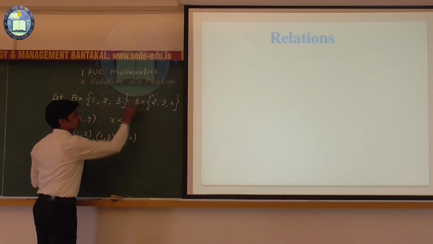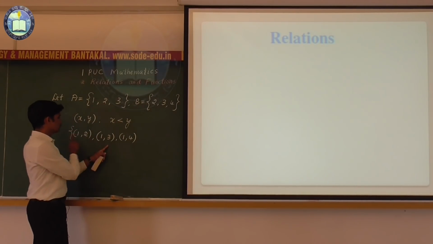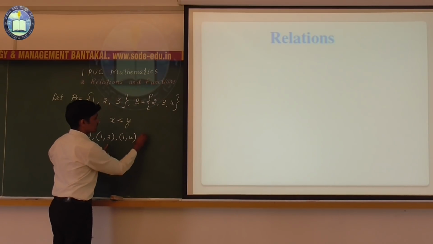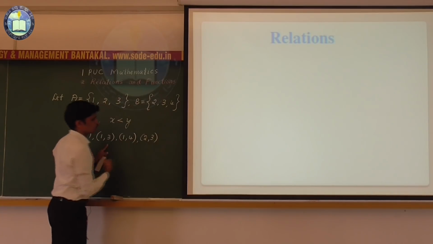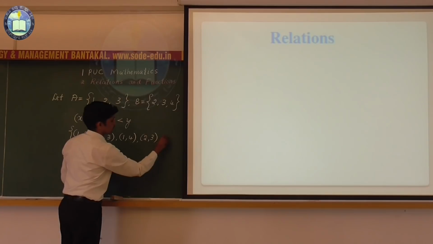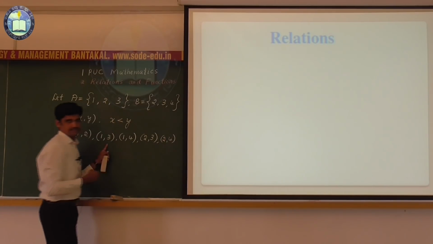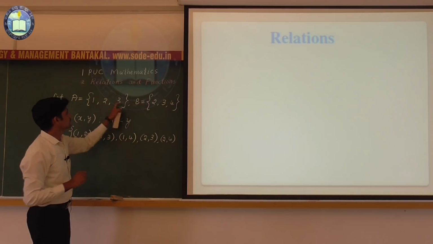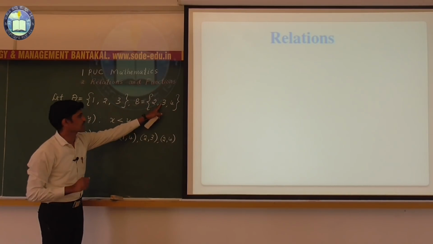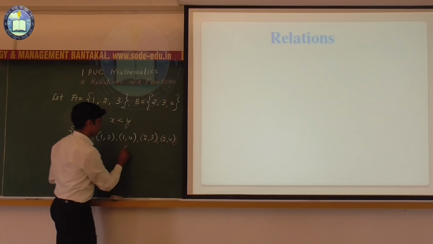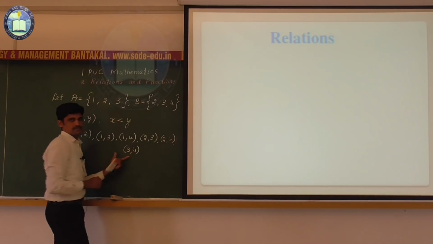Then 2, 2: 2 is not less than 2, therefore 2, 2 does not belong to this set. Then 2, 3, 2 is less than 3, therefore 2, 3 belongs to the set. 2, 4, 2 is less than 4, therefore 2, 4 belongs to that set. Then 3, 2: 3 is not less than 2. 3, 3: 3 is not less than 3. Therefore, 3, 4 is the last element, and it belongs to that set.